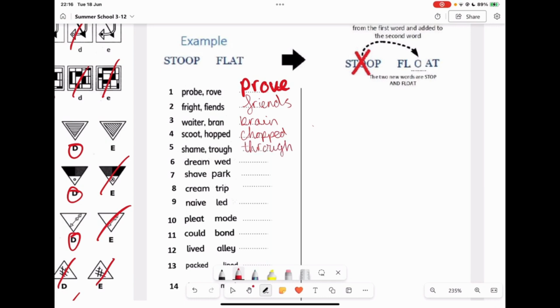Then we have dream and wed. So we're going to have dram and weed. Then for 7, we have shave and park. So shave and park, we are going to have spark. Then cream and trip.